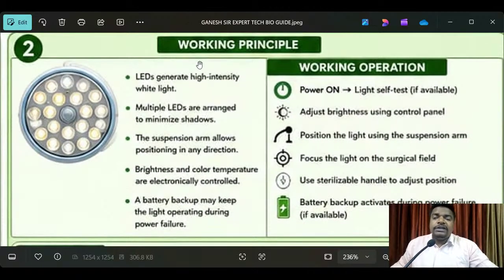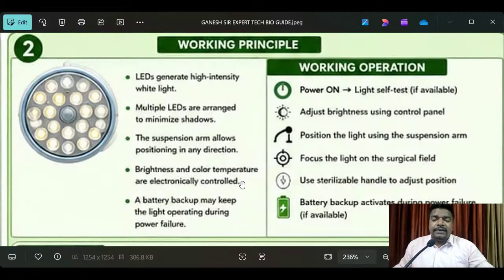See here, working principle of the OT light. Engineers, students, listen carefully. LEDs, light emitting diodes, full form. LEDs generate high intensity white light, number 1 point, keep a note. Second point, multiple LEDs are arranged to minimize shadows. Note it down. Next, the suspension arms allow positioning in any direction.